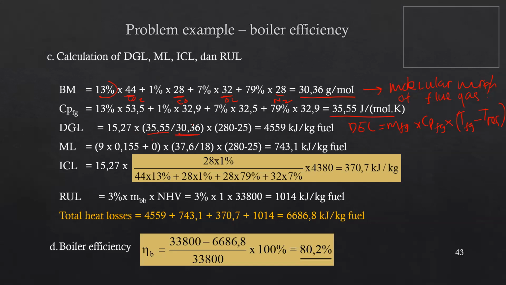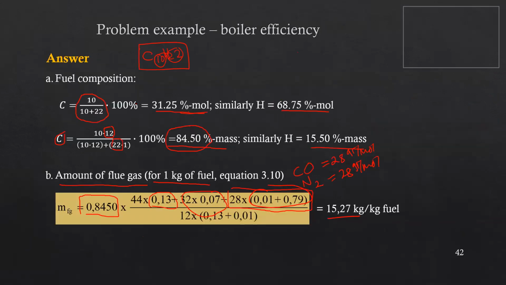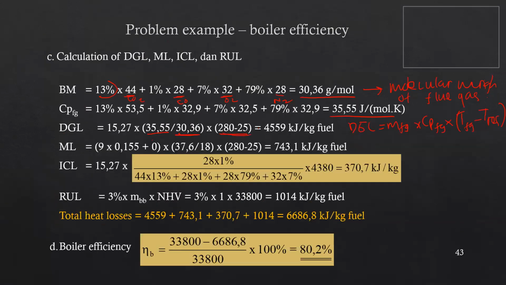So 35.55 divided by 30.36. Okay, sorry if we use the comma as the decimal separator. We should use dots instead of commas. Sorry for the inconvenience. And we have also the temperature here. Based on the problem, the temperature of the flue gas is 280 degrees C, and the reference temperature is 25 degrees C. Okay, so we can just put the numbers in here, and we get the dry gas losses, which is 4,559 kilojoule per kilogram of fuel.